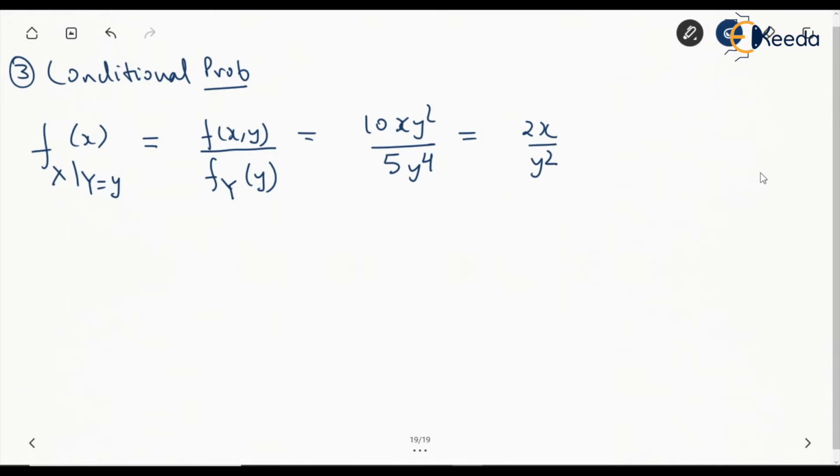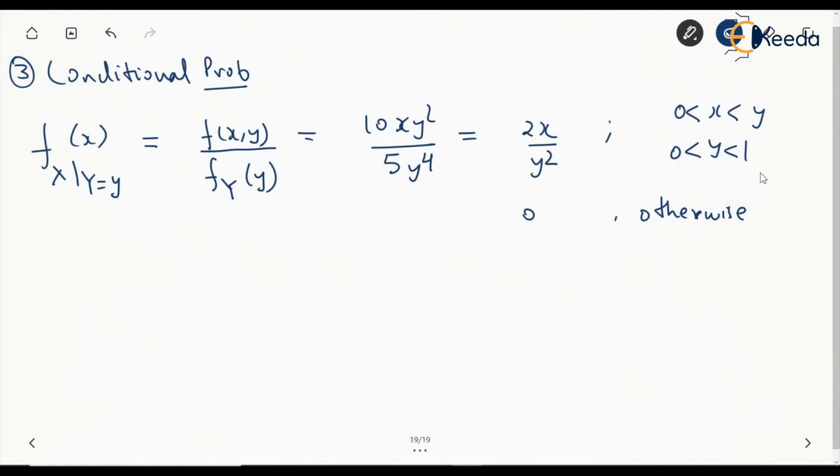But what is more important is the region. When we were finding the marginal probability for y, we had the condition that x is between 0 and y, and y is between 0 and 1. So this condition will still be valid here, and it is 0 otherwise.